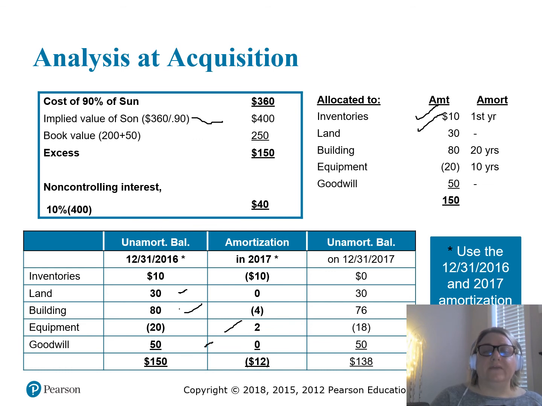Your book value is your capital stock plus your retained earnings added together from the problem. And here's your excess. Here's your non-controlling interest share from the implied fair value, 40. So now you've got a nice little run through on that.